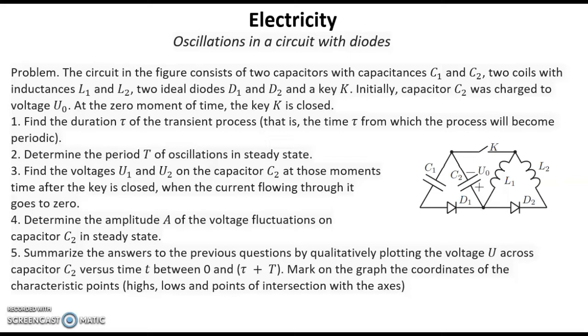Fifth, summarize the answers to the previous questions by qualitatively plotting the voltage U across the capacitor C2 versus time t between 0 and tau plus T. Mark on the graph the coordinates of the characteristic points, highs, lows, and the points of intersection with the axis.